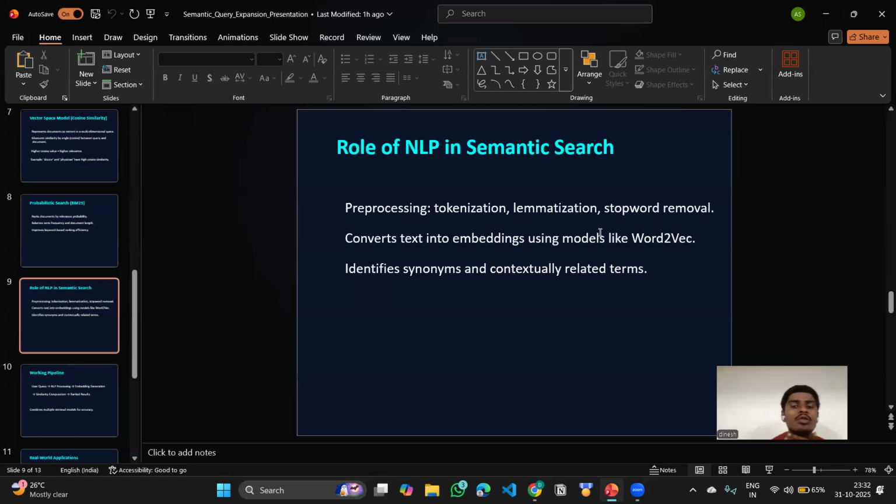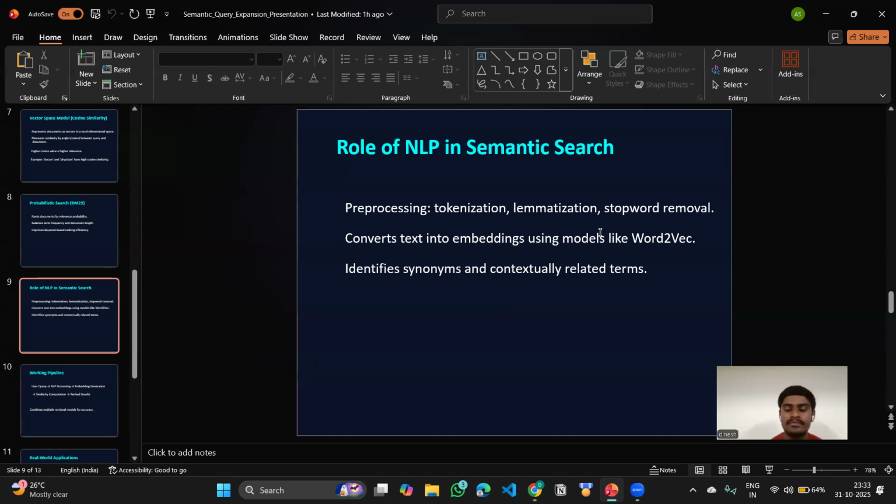Now, let's come to the role of NLP in semantic search. The role of NLP in SQE is that it drives semantic search. It first cleans and standardizes the text, but more critically, it creates the word embeddings. The slide visualizes the system architecture. Notice the symmetry. Both the initial document and the incoming user query are passed through the same embedding generator. This ensures they are represented in the same vector space, making their comparison via cosine similarity mathematically sound and highly effective.